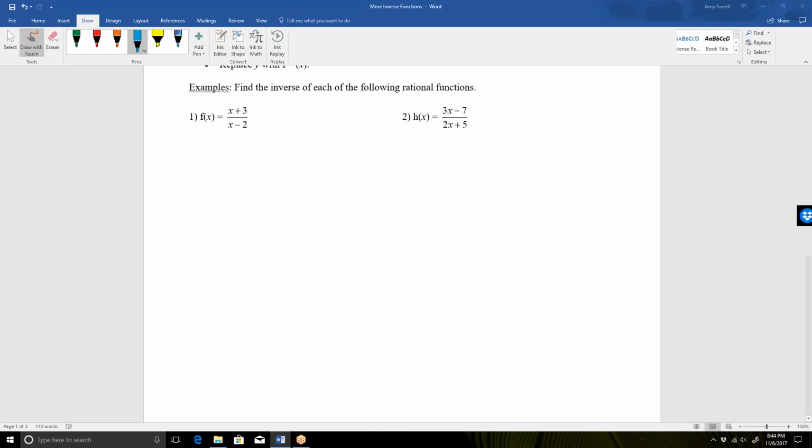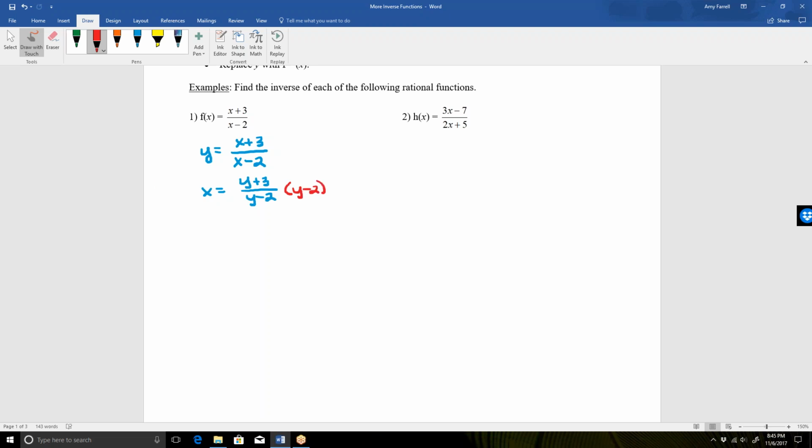Starting with this first one, step one is to replace f of x with y. Then we're going to swap the positions of x and y. Now notice that I have two x's, which means both of those x's get replaced with a y. We didn't see that before in the previous video. And now we're going to solve for y in its new position.